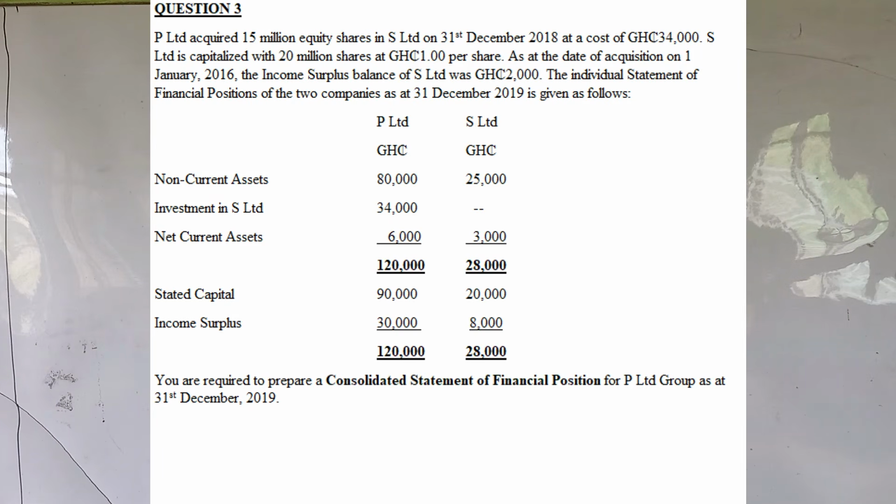P Limited acquired 15 million equity shares in S Limited at a cost of 34,000 Ghana cedis. S Limited is capitalized with 20 million equity shares at 1 Ghana cedi per share. As at the date of acquisition, 1st January 2016, the income surplus balance of S Limited was 2,000 Ghana cedis. The individual statements of financial position of the two companies as at 31st December 2019 are given as follows.